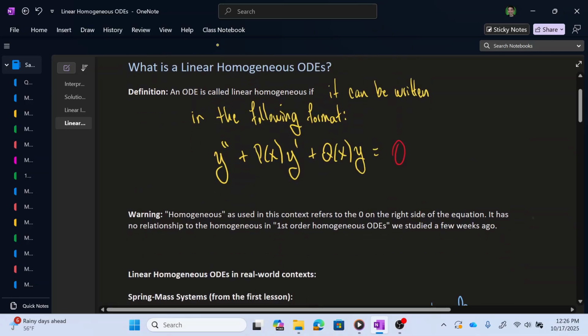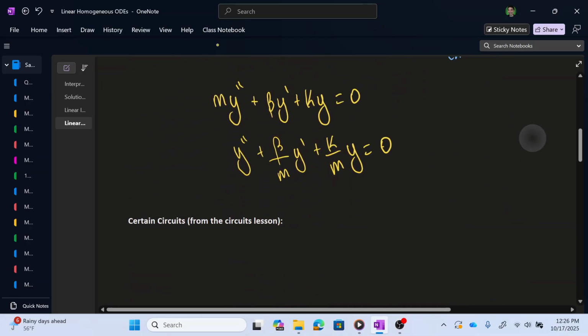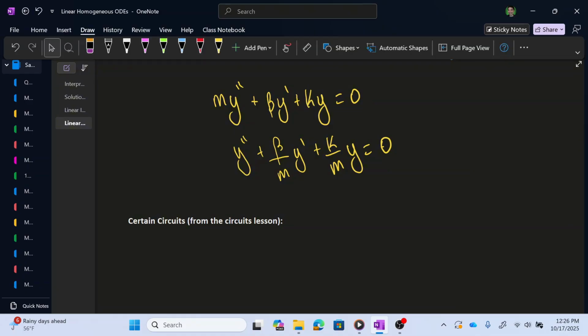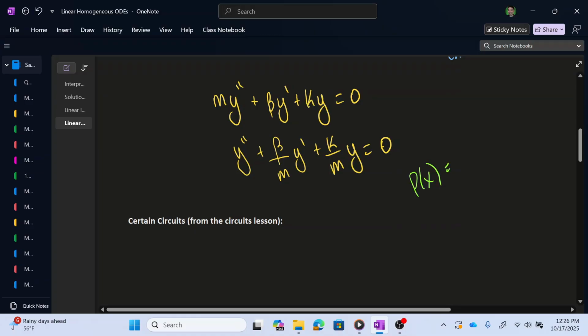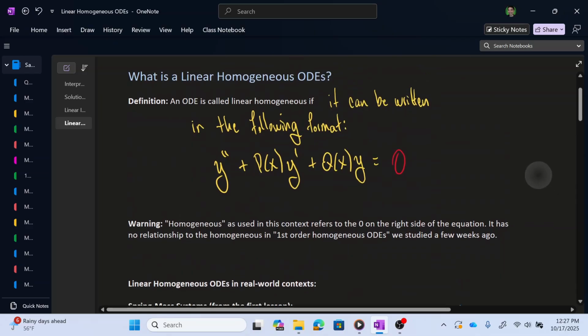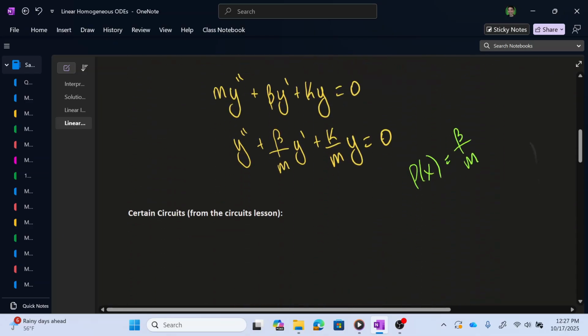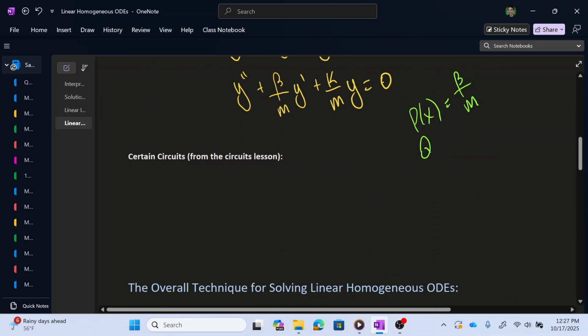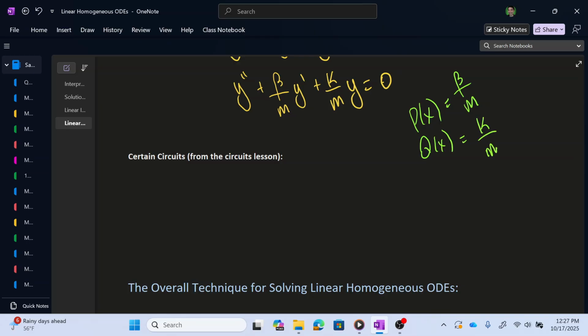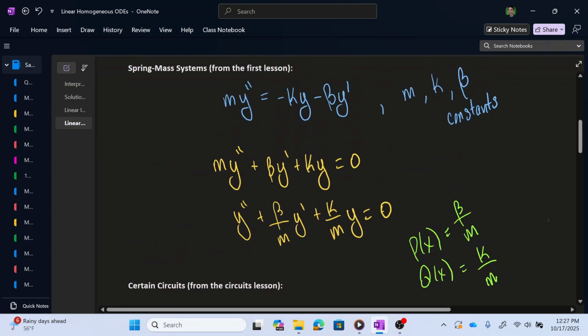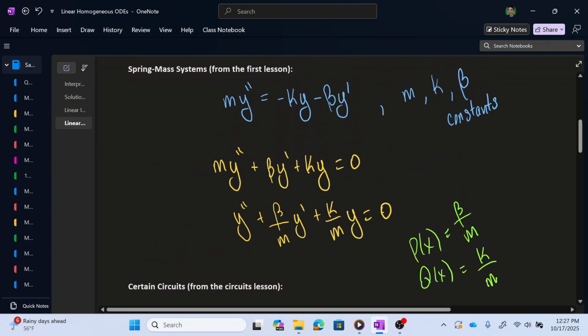We have y'' plus some function of x alone, here the constant function beta divided by m, times y', and then next to y with no primes, the function q of x, once again in this context a constant function equal to k divided by m. So here we see physically a second order linear homogeneous differential equation arising from a physical context.